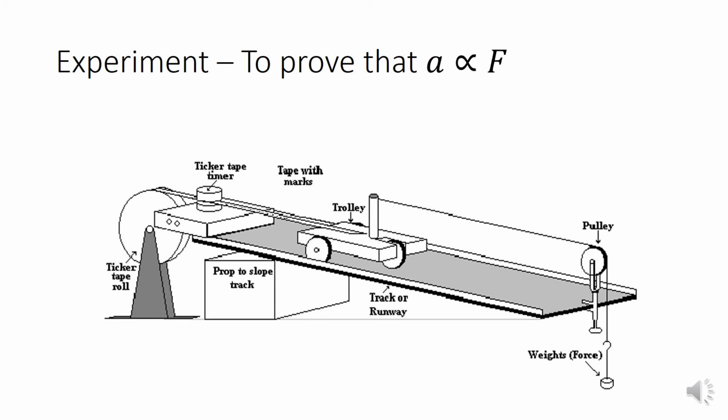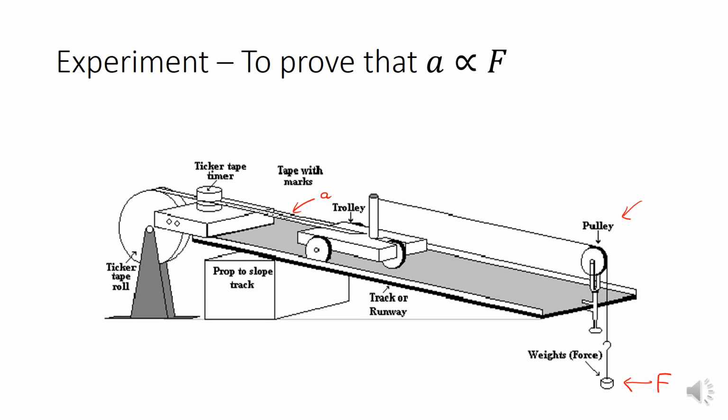What's new in this scenario that wasn't in previous experiments is this pulley here, this pulley system, and this weight, which is the applied force. So we're pulling the trolley down the ramp, and it's going to accelerate. So we're going to change the force here and measure the accelerations from our ticker tape. Okay, and we'll see as we add more forces, we'll get a bigger acceleration.